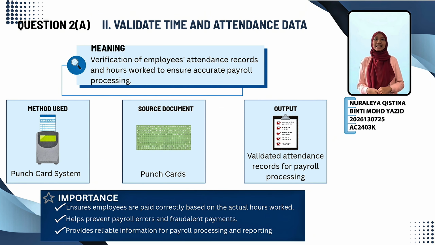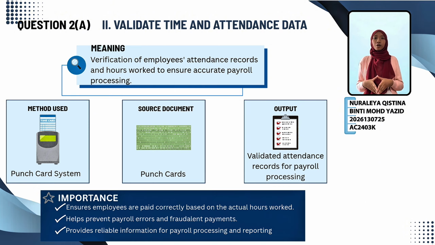Another activity in the payroll cycle is validating time and attendance data. This activity ensures that employees' attendance records and working hours are accurate before payroll is processed. In Roses Hills Enterprise, a punch card system is used to record attendance. Employees insert their punch cards when they arrive at work and again when they leave. Therefore, punch cards serve as the source document for recording attendance and working hours. The output of this activity is validated attendance records. This process helps ensure accurate payroll processing and reduces the risk of payroll errors and fraudulent payments.